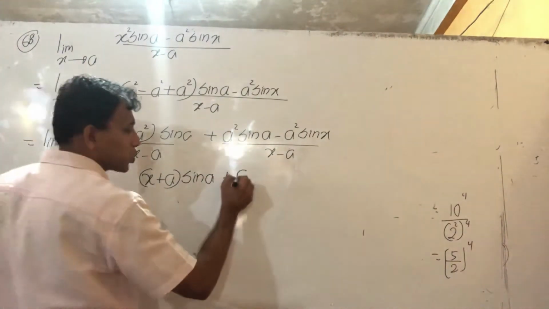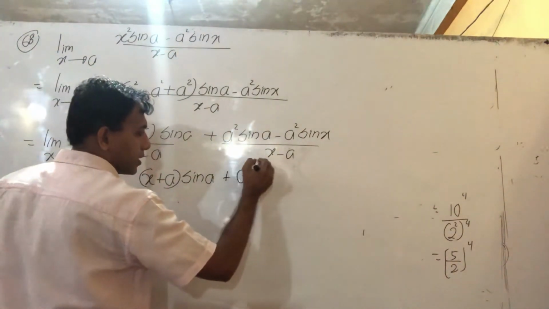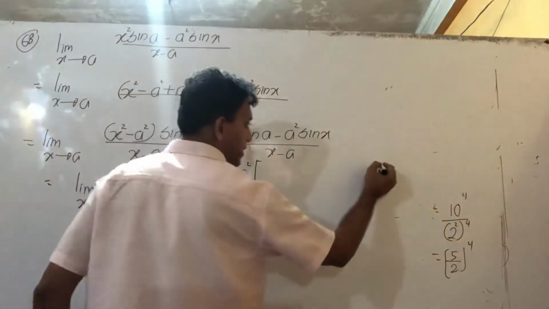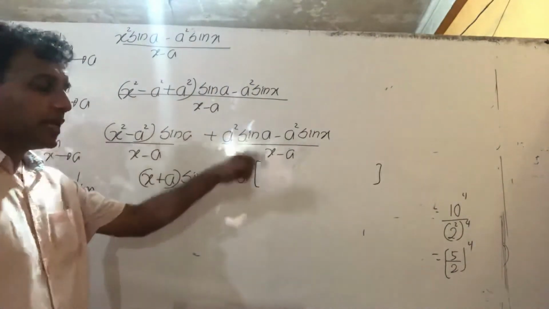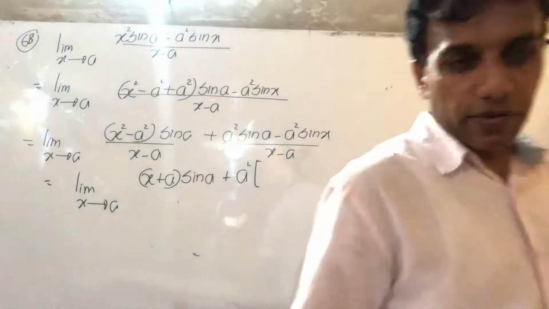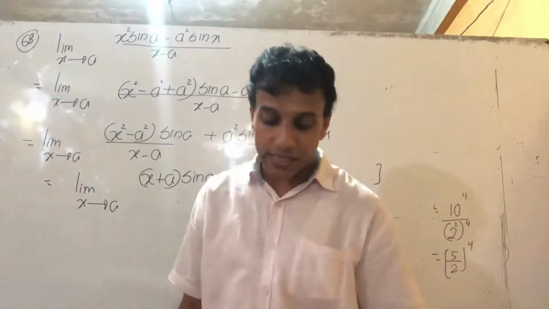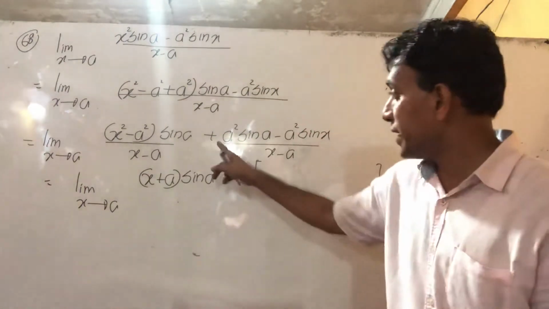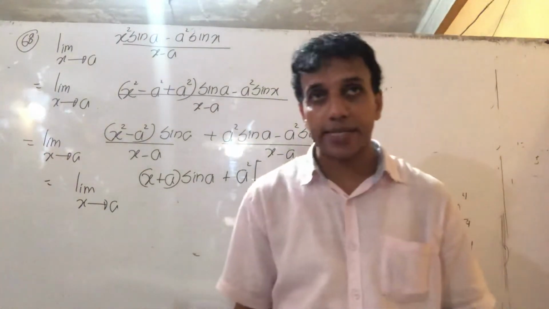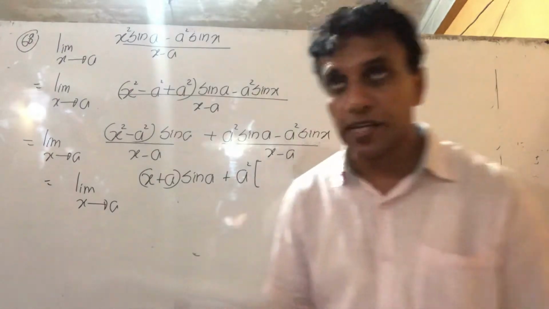Here, take the a square out, okay? Take the a square out and think what is inside. Sine a minus sine x. We worked many of these in the last video, many sine c minus sine d patterns. But that sine a minus sine x is the sine c minus sine d form, right?